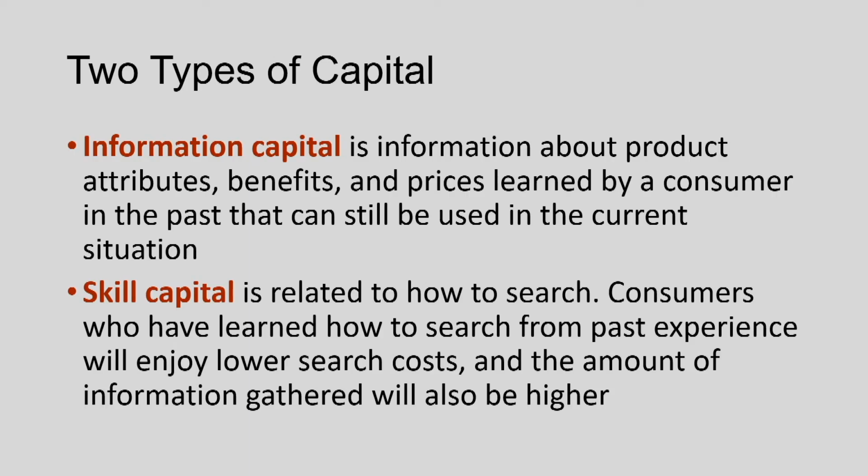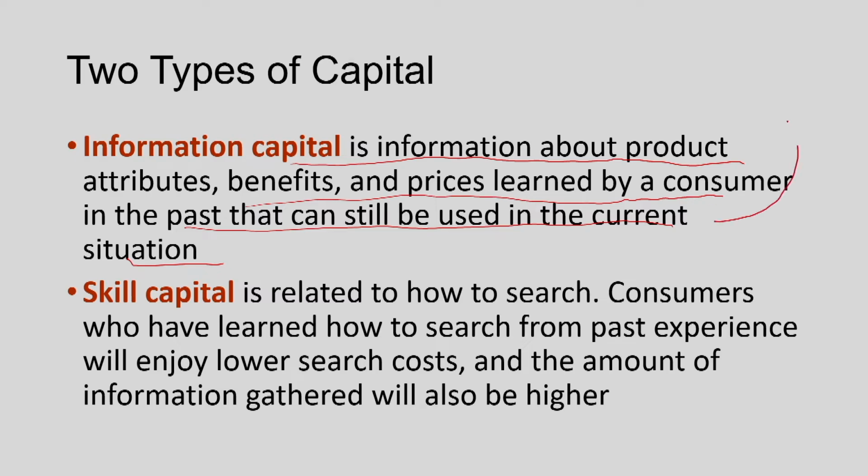Now there are two types of capitals to be discussed, which are related to these costs, how much cost somebody has to pay for external information search. Now one is called information capital, the information about a product, attributes, benefits, and prices learned by the consumer in the past that can still be used in the current situation. So the more information capital a consumer has, the less he will go ahead and do external information search.